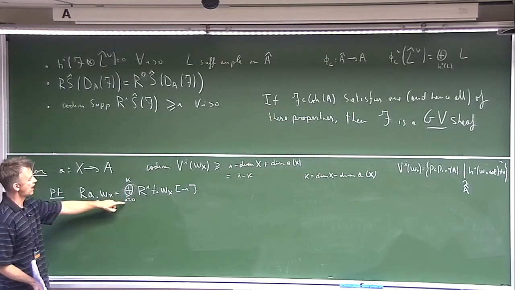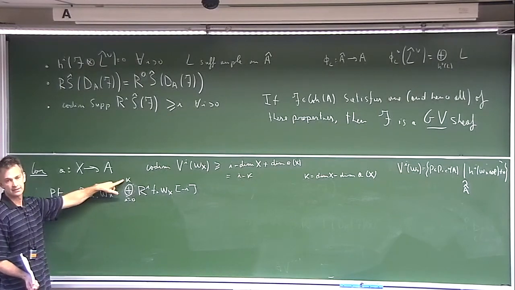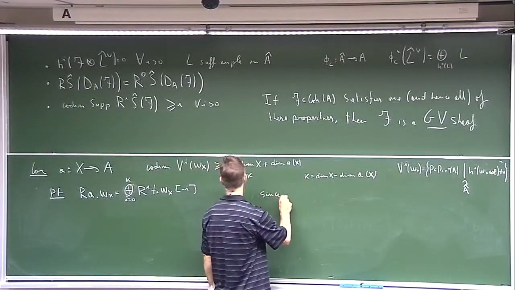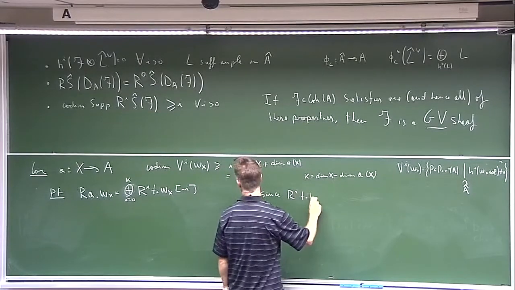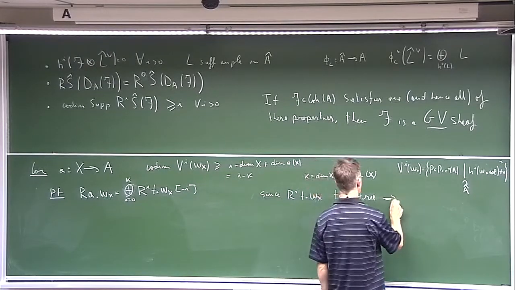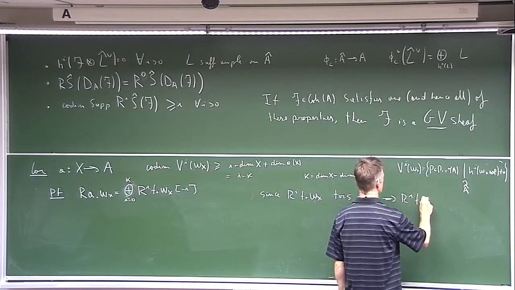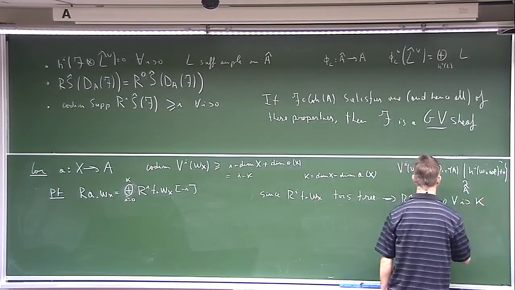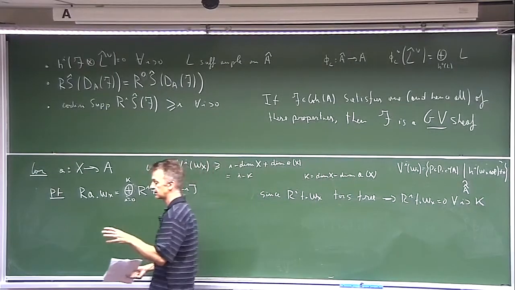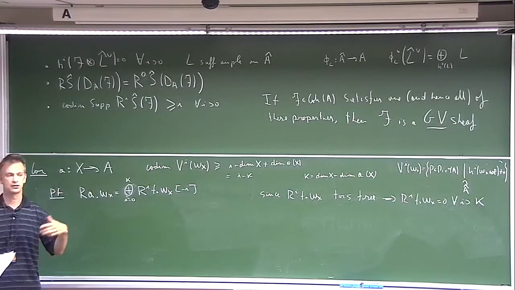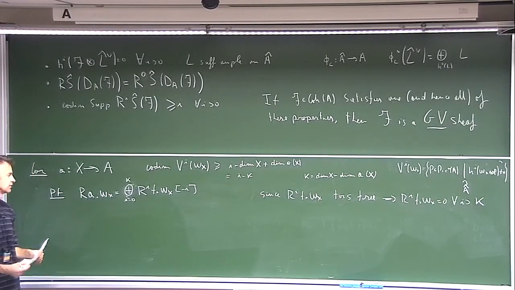The other comment is, why does the sum stop at k? K is just the dimension of the generic fiber. The reason is, since R^i f lower star omega x are torsion free by Kollár's theorem, that implies that R^i f lower star omega x is equal to 0 for every i greater than k. Because if i is greater than the dimension of the generic fiber, then that sheaf has to be torsion, but it's not possible because by Kollár's theorem, they're torsion free.